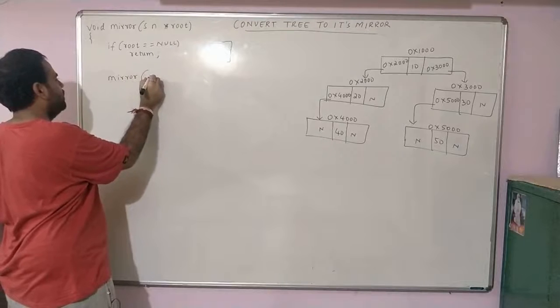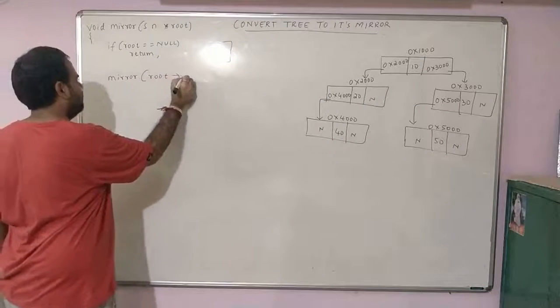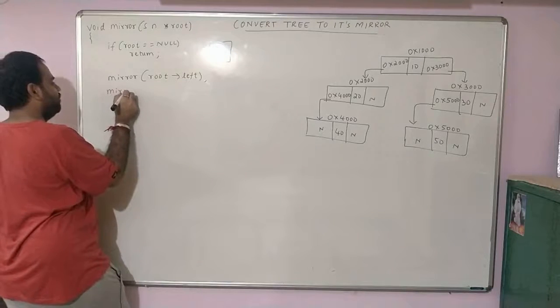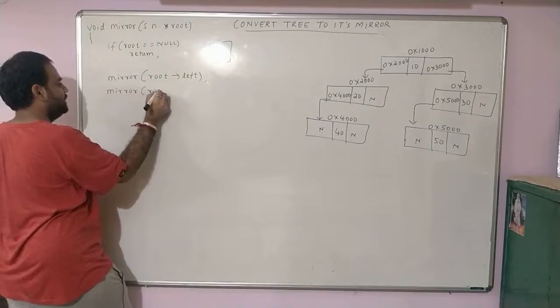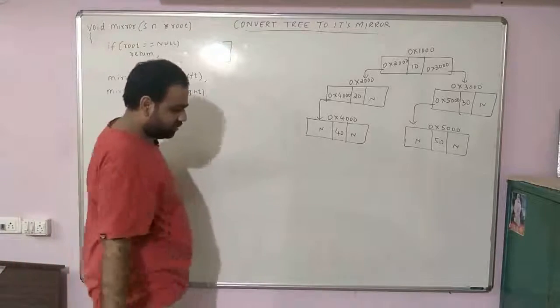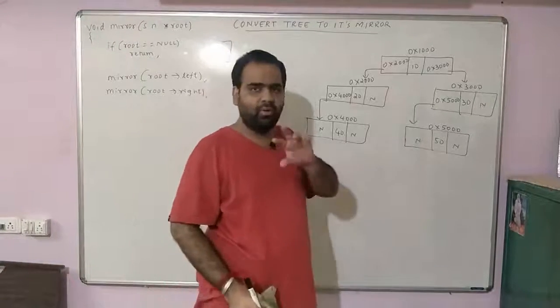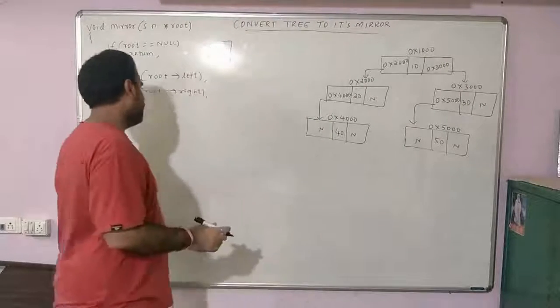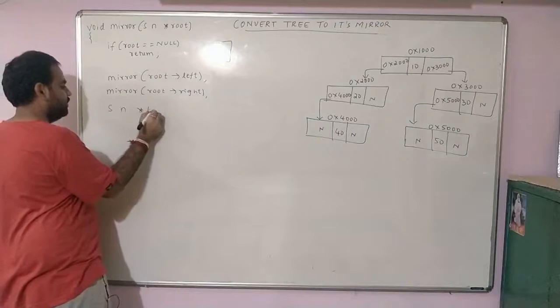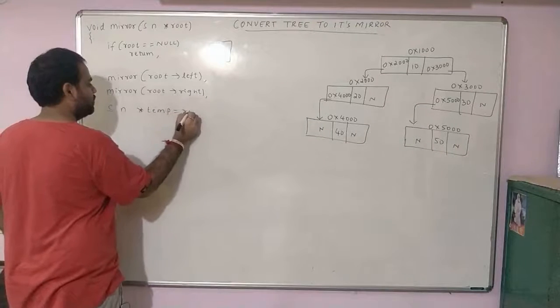Therefore, we say mirror of root arrow left. Then we write mirror of root arrow right. Now, after we say left and right, what we need to do? We need to swap the pointers instead of processing it. Now, how do we swap the pointers? We say struct node star temp is equal to root arrow left.